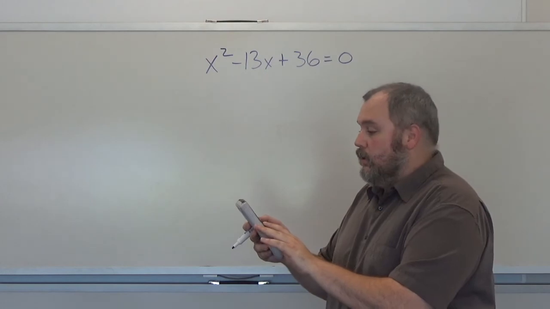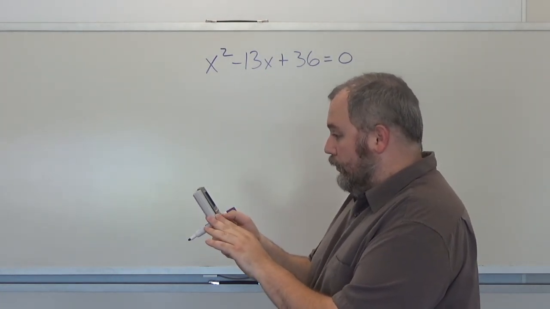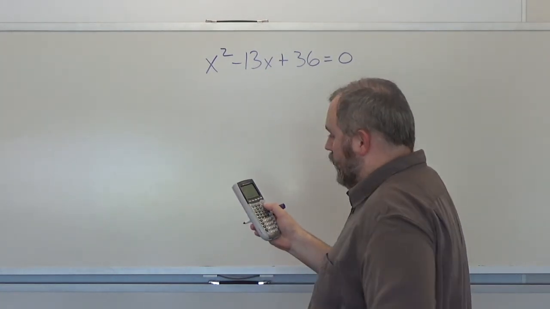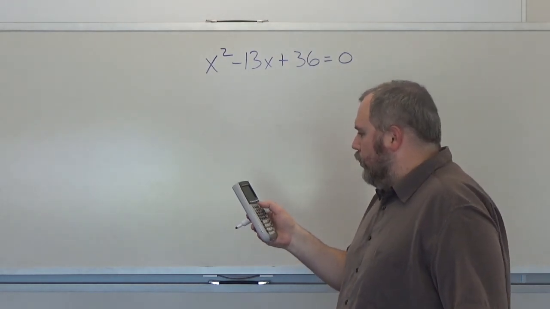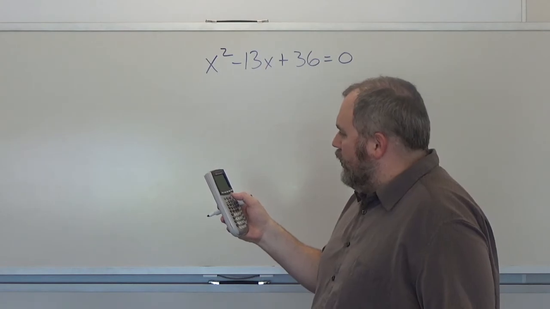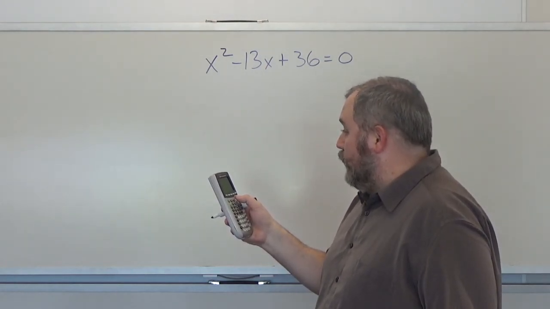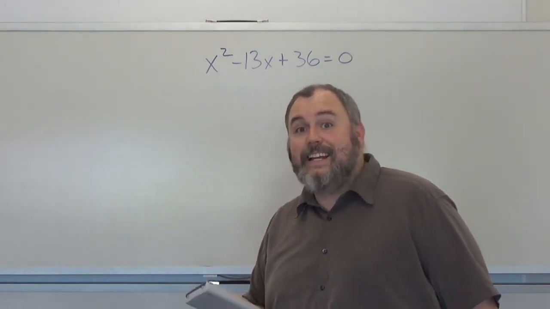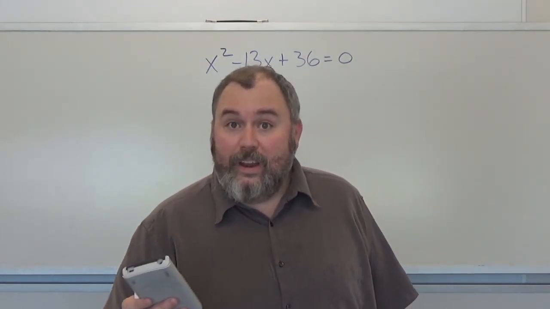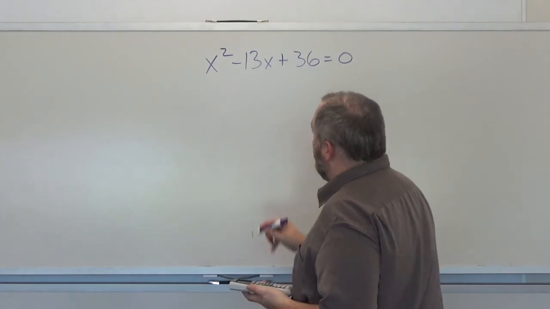Alright, sorry about that. I had a little guffaw on the calculator. Alright, so what can we do to get negative 13? Well, that's not going to work. Negative 2, negative 18 won't work. Negative 3, negative 12 won't work. Hey, here we go. We have negative 4 times negative 9. That's 36. When I add those two together, I get negative 13.